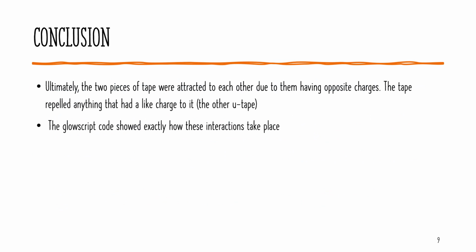Ultimately, the two pieces of tape were attracted to each other due to them having opposite charges. The tape repelled anything that had a like charge to it, like the other U-tape. And then the glow script code showed exactly how these interactions take place.